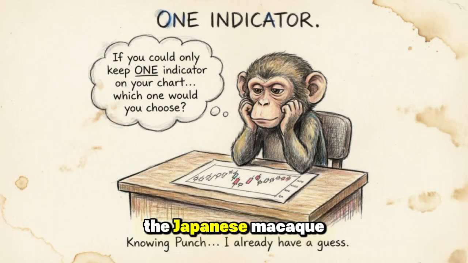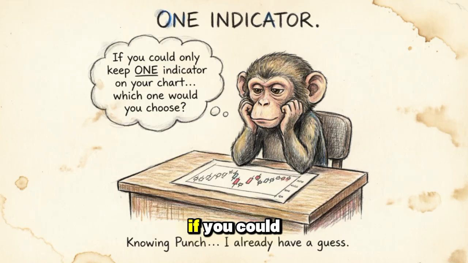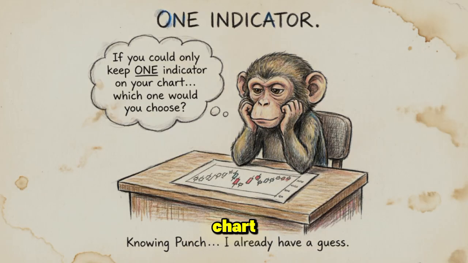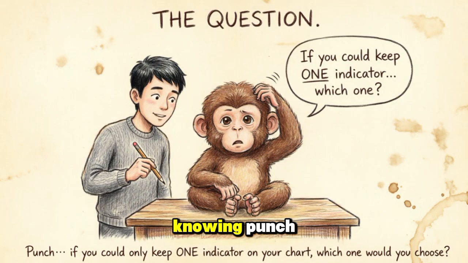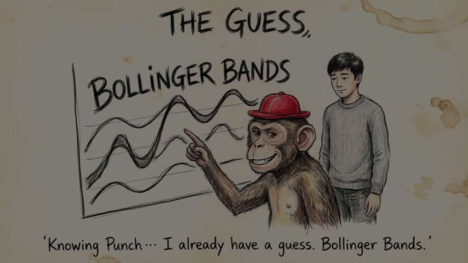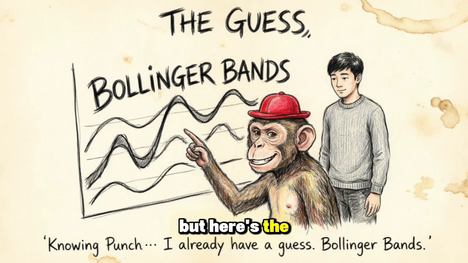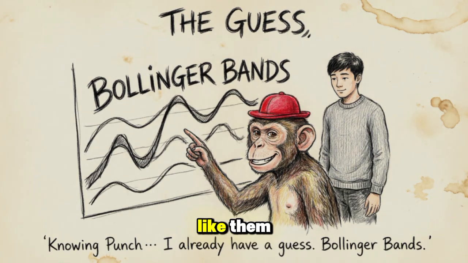Imagine Punch, the Japanese macaque, became a trader, and someone asked him, "Punch, if you could only keep one indicator on your chart, which one would you choose?" Knowing Punch, I already have a guess: Bollinger Bands. But here's the interesting part. I don't think Punch would choose Bollinger Bands because they tell him when to buy or sell. In fact, that's exactly why I like them.